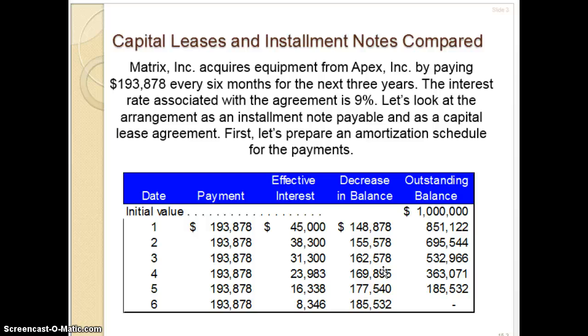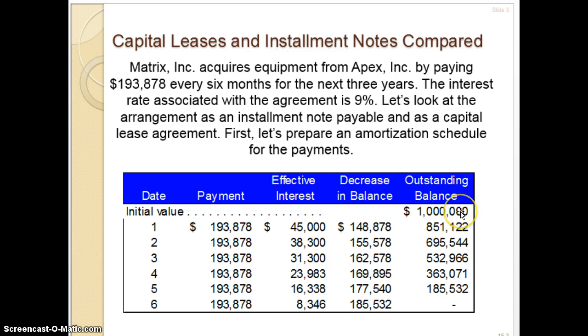And I want you to realize that the journal entries for the installment notes and capital leases are virtually identical, with very slight wording changes. And the calculations are the same. All right, so Matrix Inc. acquires equipment from Apex by paying $193,878 every 6 months for the next 3 years. The interest rate associated with the agreement is 9%. So this amortization table would be the same whether you're dealing with an installment note or a capital lease.